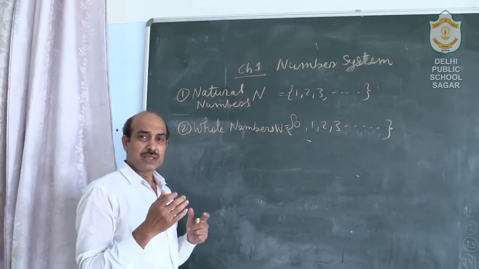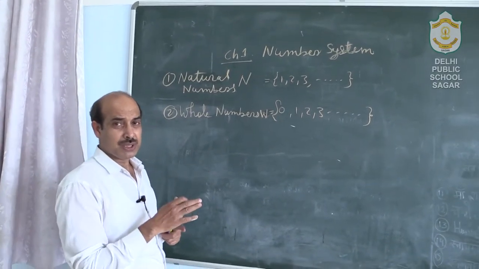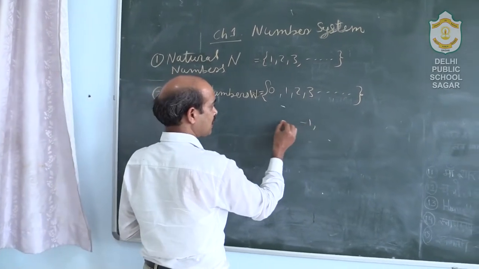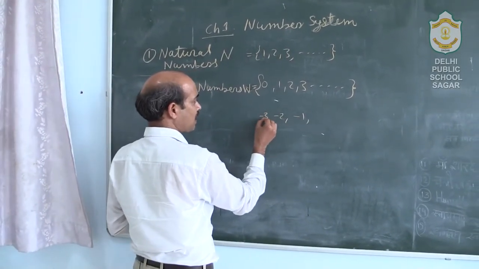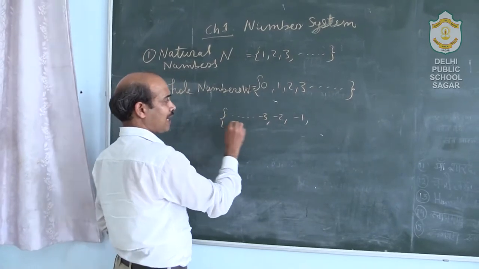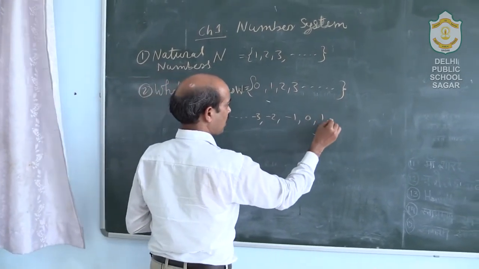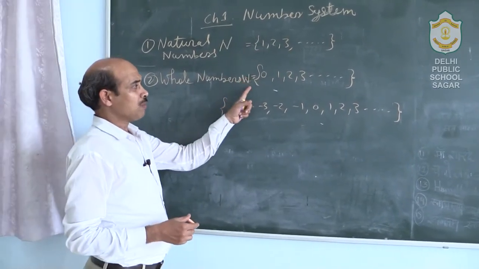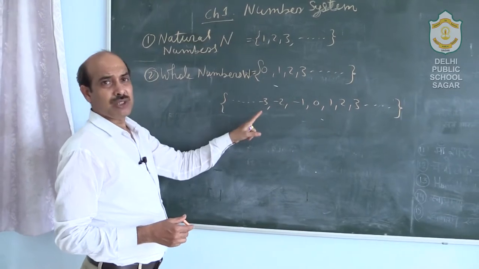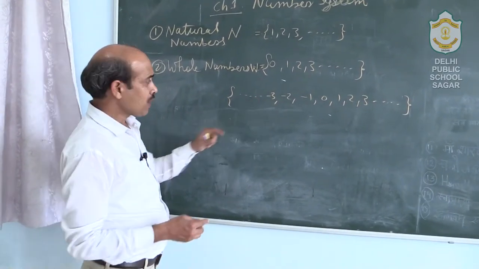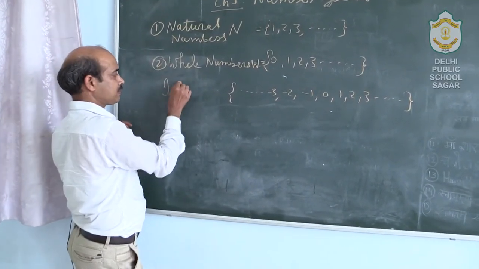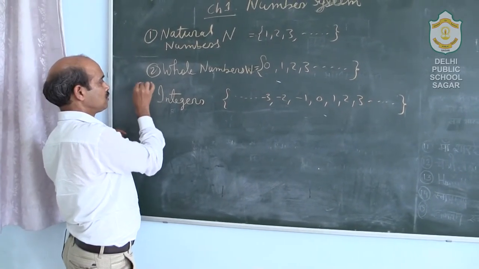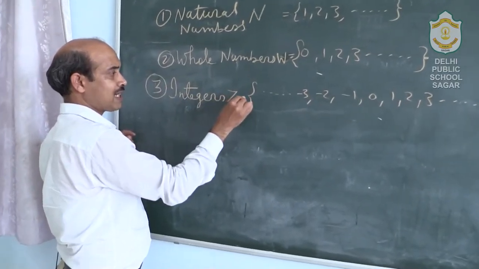When we add negative numbers in the whole numbers, a new group of numbers forms, that is -1, -2, -3, all negative numbers, then 0, 1, 2, 3, all positive numbers. So whole numbers and all negative numbers are known as integers, and it is denoted by Z.